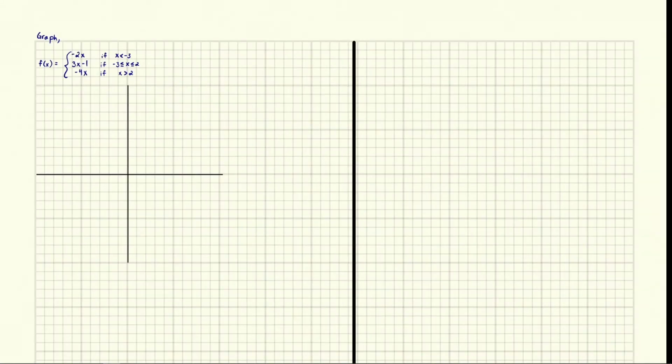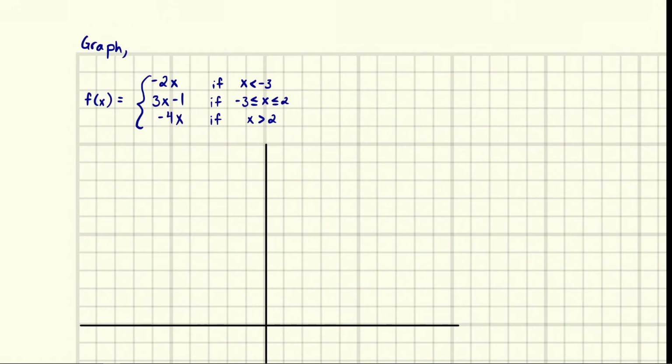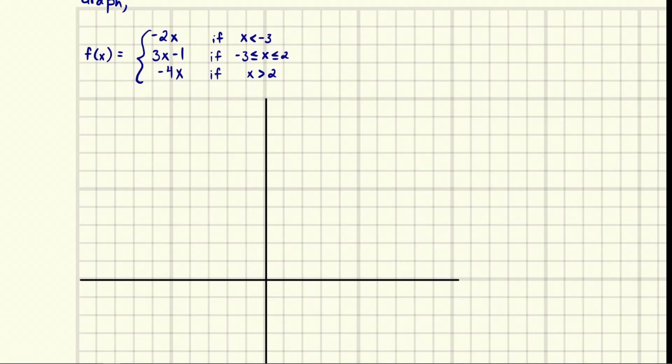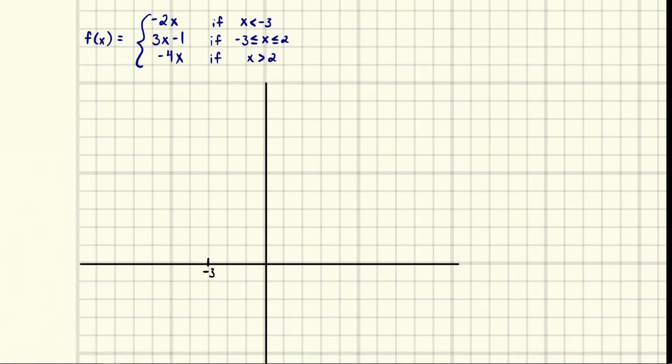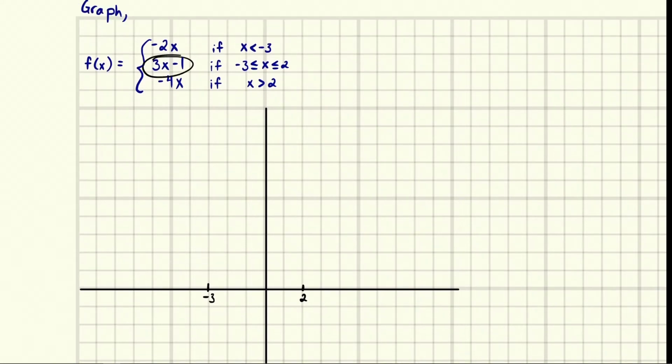Alright, so let's take a look here at these domains. So we've got everything that's less than -3. So let's come on down here and we'll put down, there's a -3 right there. And then we've got the domain right here for x between -3 and 2. So we're going to come over here to 2. And this is going to be whatever the function is right here. That's what's going to go in the middle. And then we're going to have everything bigger than 2. So everything that goes on this side.